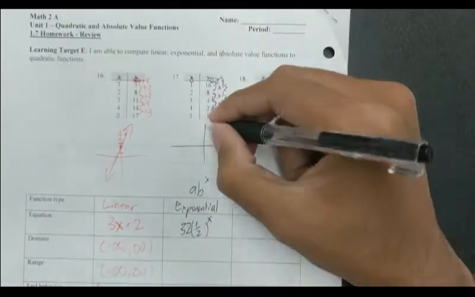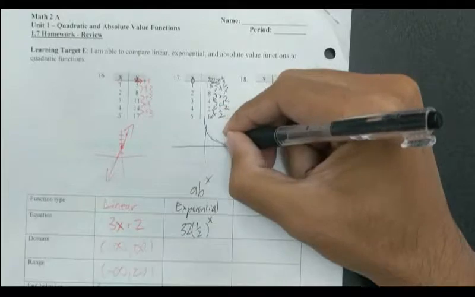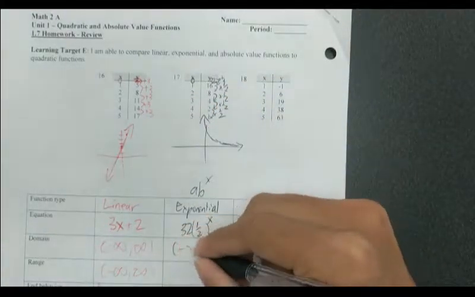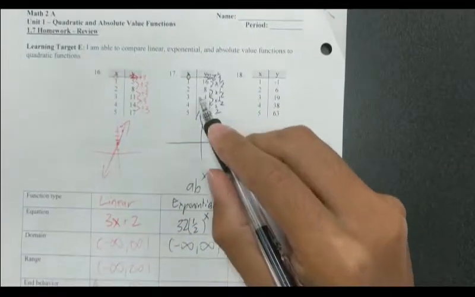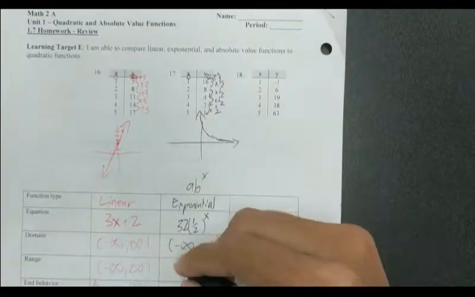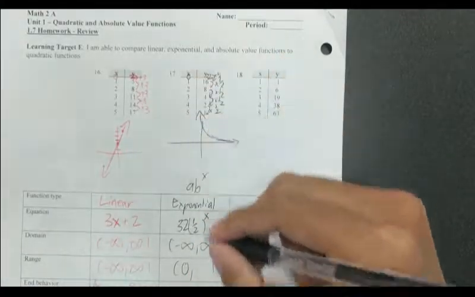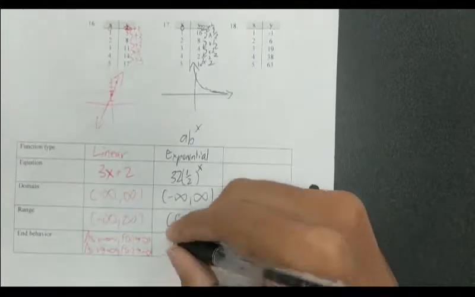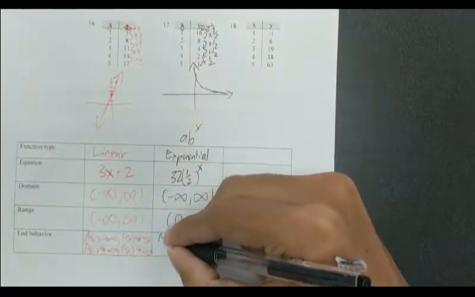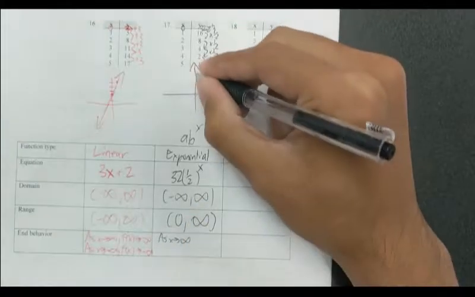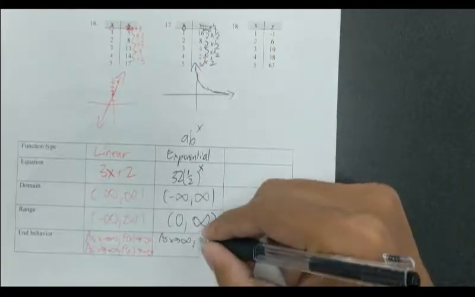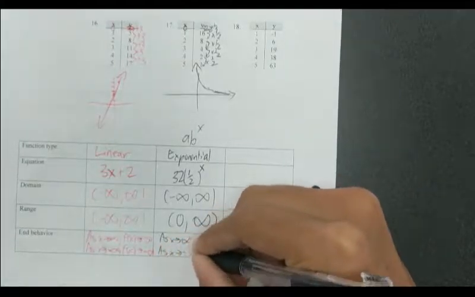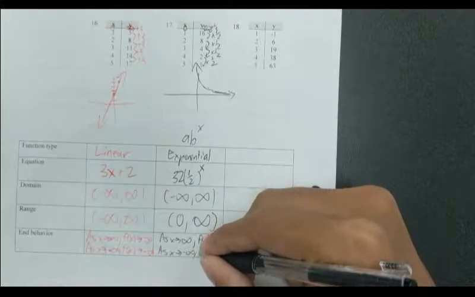Okay, so this graph would look something like this. Okay, so domain, I can use all real numbers. But range, I never quite get to 0, but I can go up forever. Okay, so this one's a little different. As I go forever to the right, the graph approaches 0. And as I go forever to the left, the graph goes up forever.